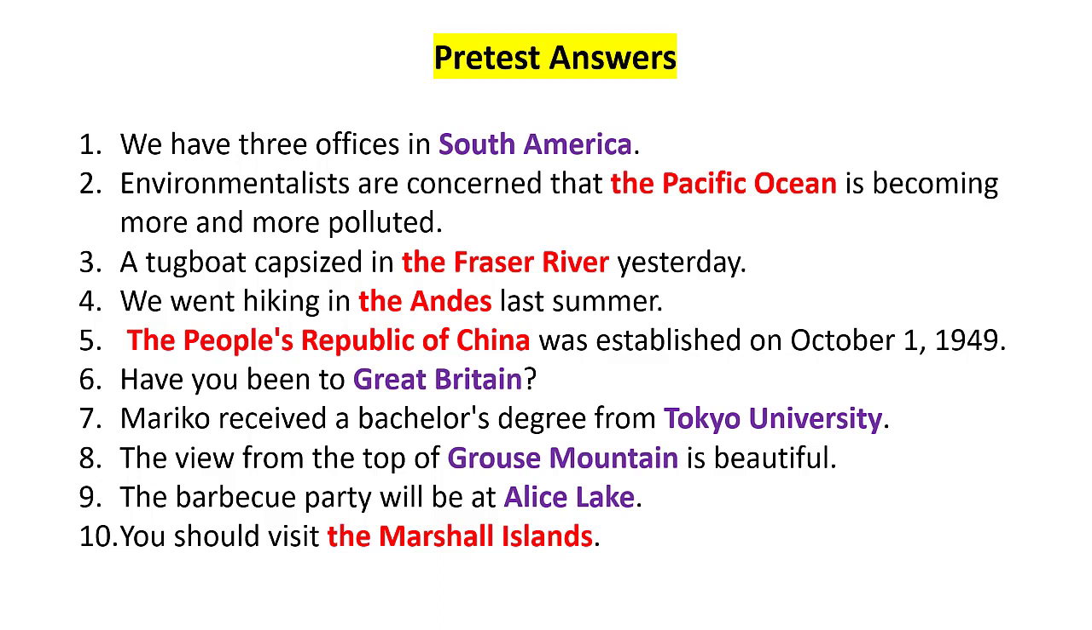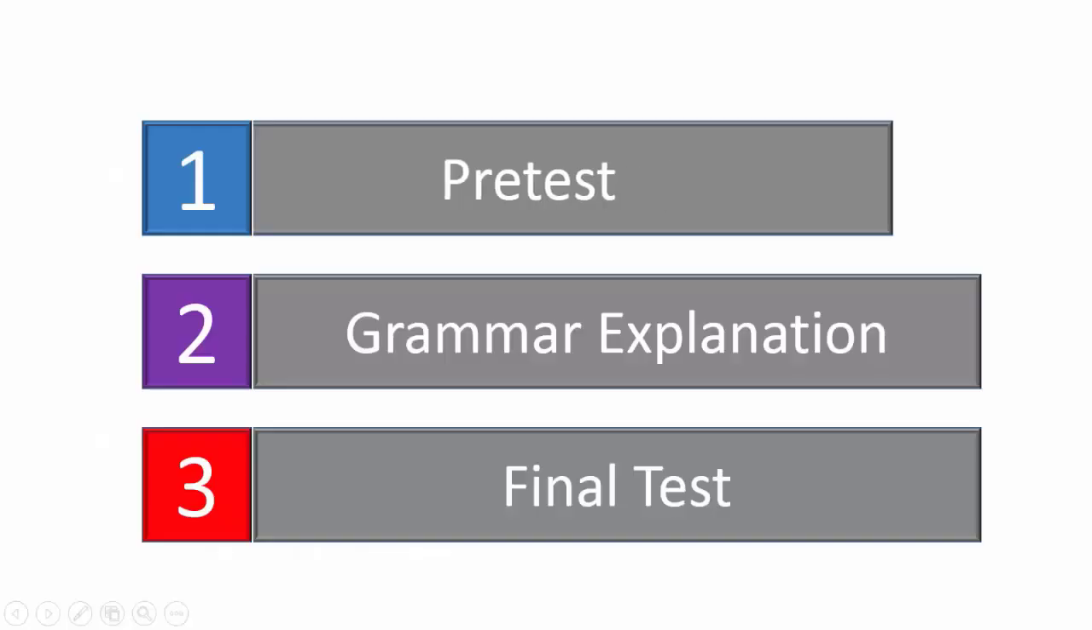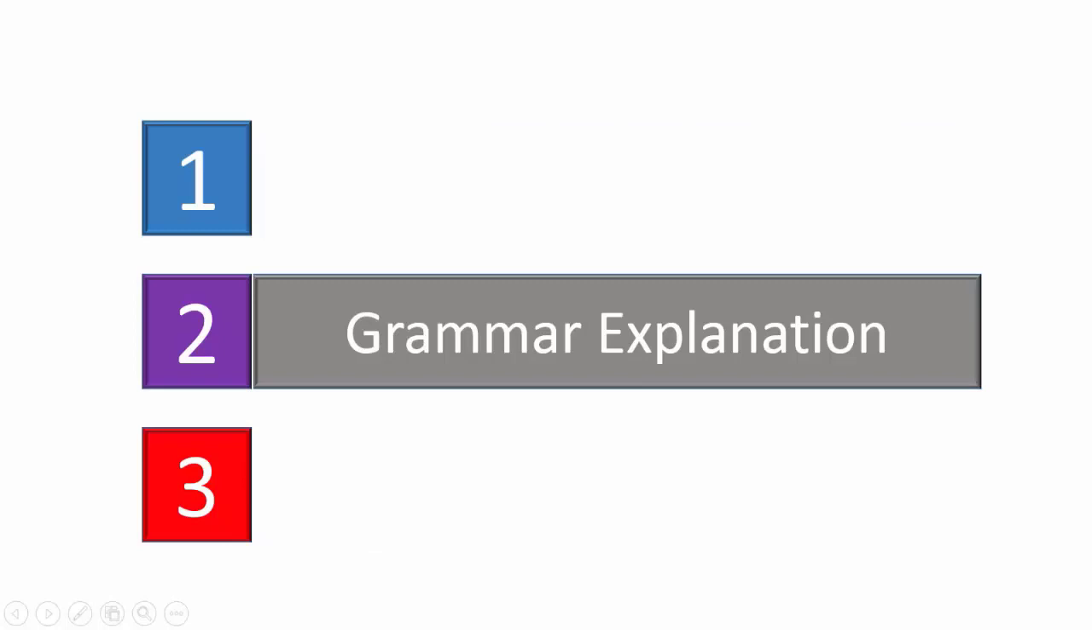7, Mariko received a bachelor's degree from Tokyo University. 8, the view from the top of Grouse Mountain is beautiful. 9, the barbecue party will be at Alice Lake. 10, you should visit the Marshall Islands. So let's move on to the grammar explanation. I'm going to give you 4 tips.